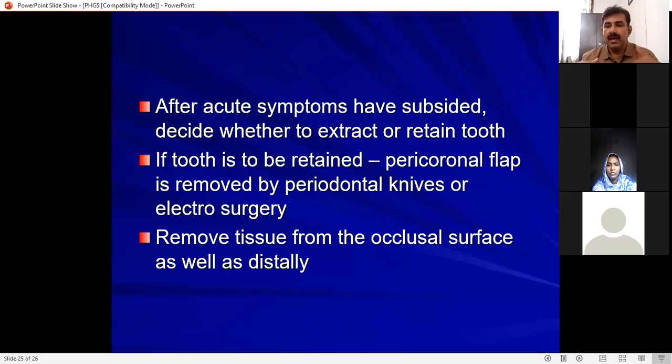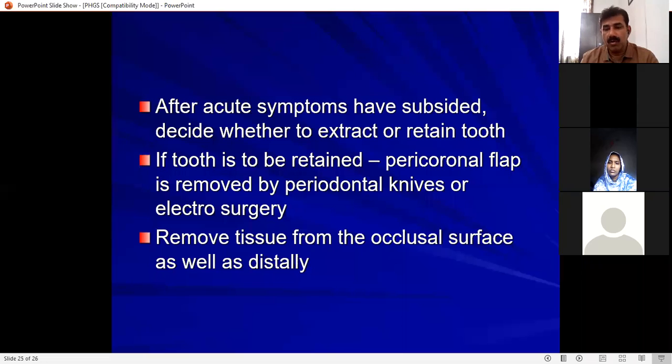Now, if you find that there is no space for the tooth to come out, then you might as well go for extraction. But if you find that there is space and the tooth will come into the oral cavity, then you can do a procedure by which you cut the gingiva over the tooth, and that procedure is called operculectomy. This operculectomy can be done using a scalpel, electrosurgery, or lasers also.